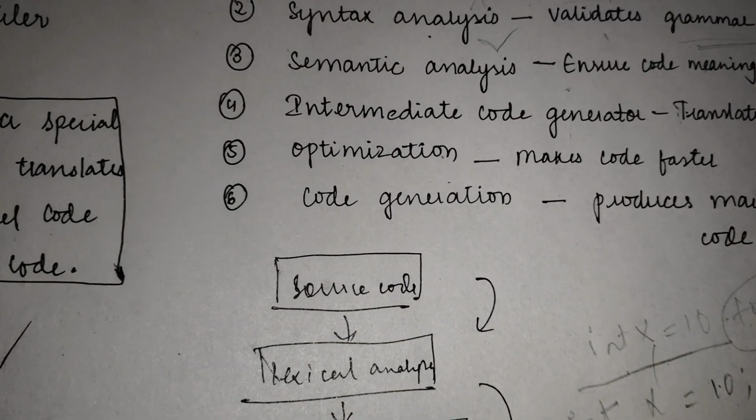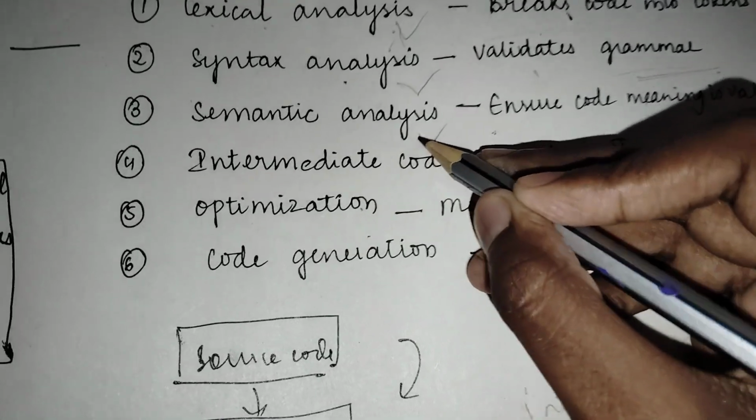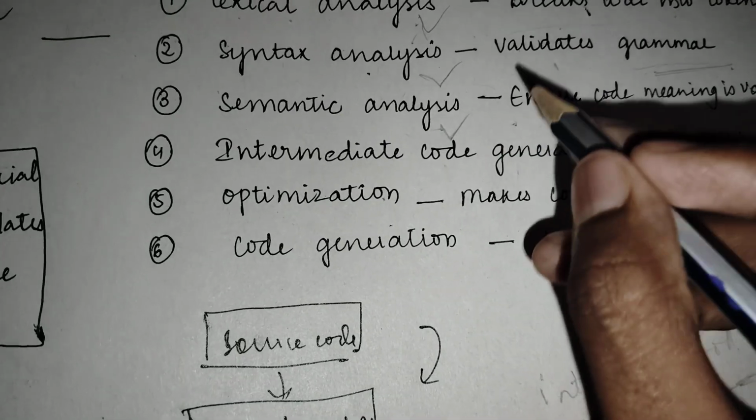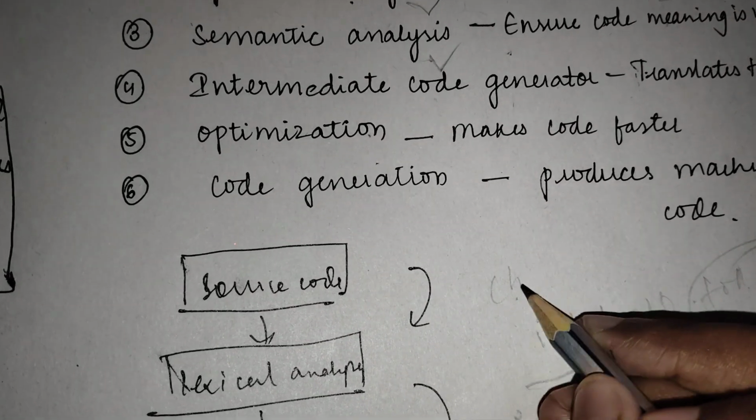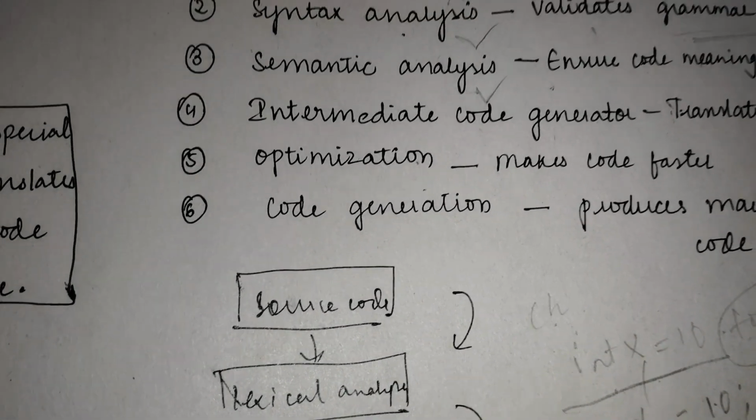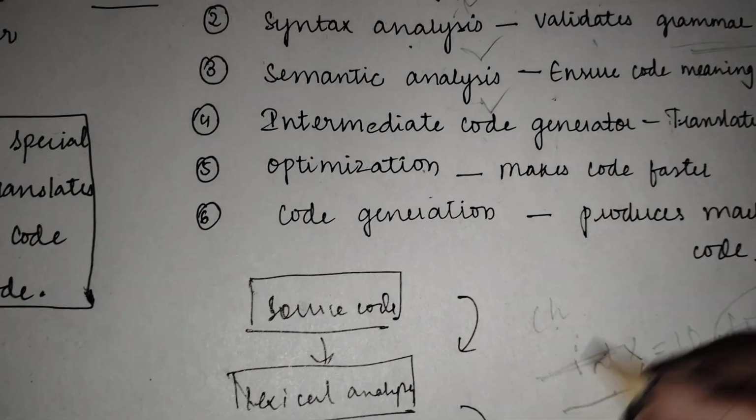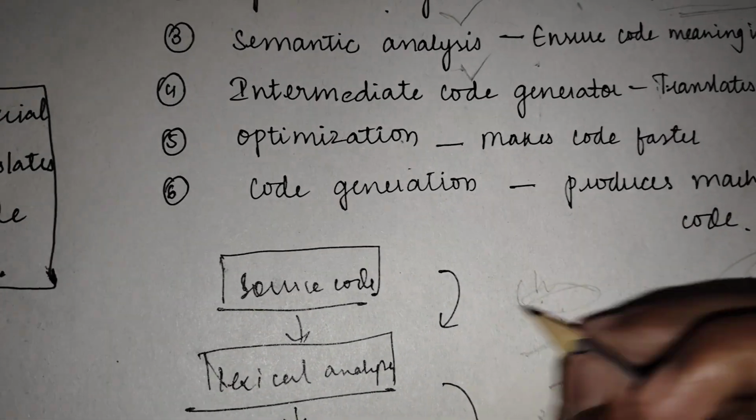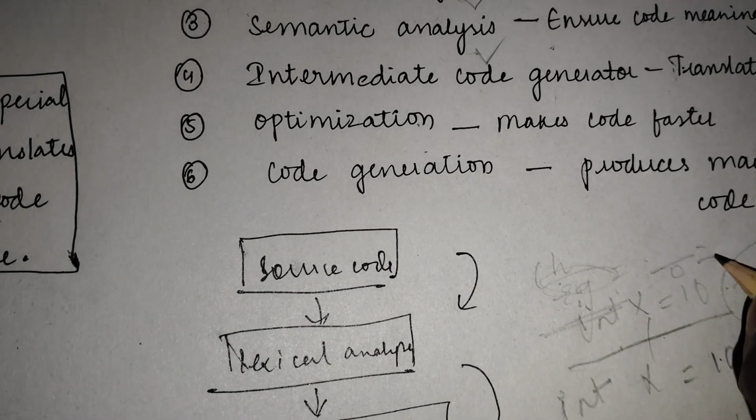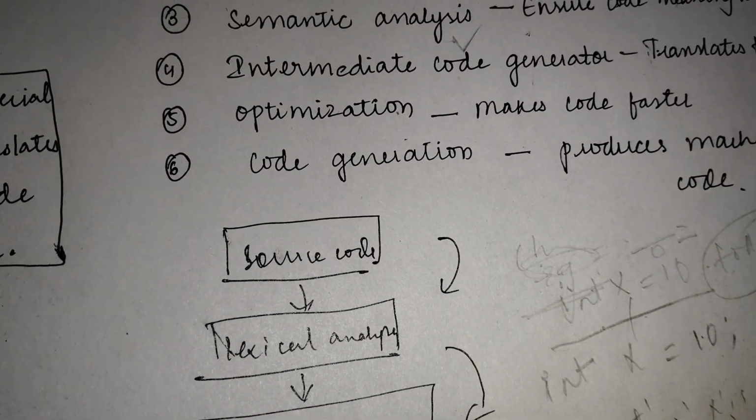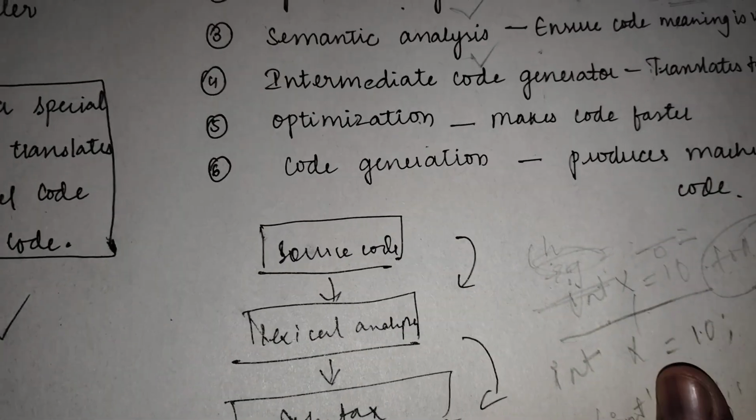Next comes semantic analysis. Here, it ensures that the meaning of the code is valid, checking before you send it to the machine. It checks if variables are declared before use, or if the operation makes sense. For example, dividing by 0 will not give a valid result, so it checks whether the operation is valid or else it removes it.